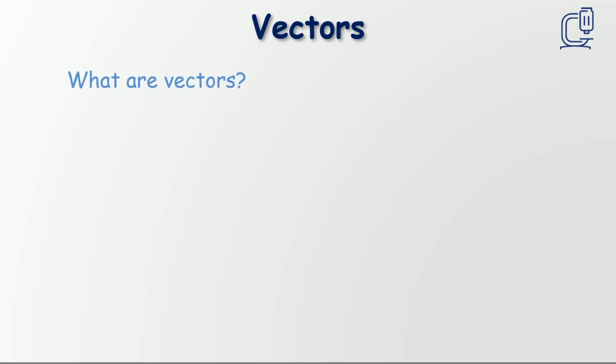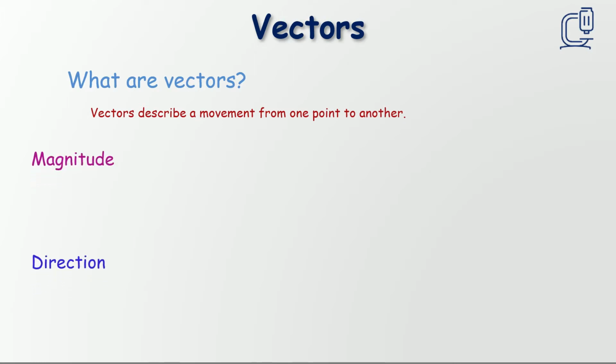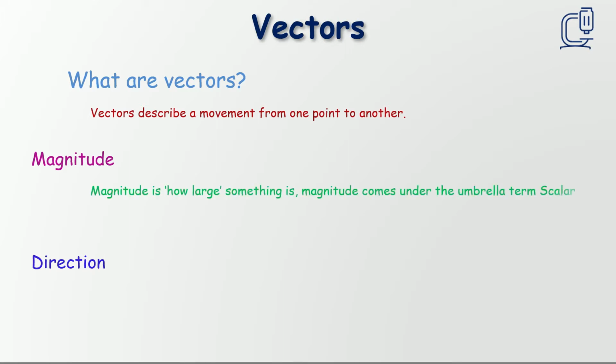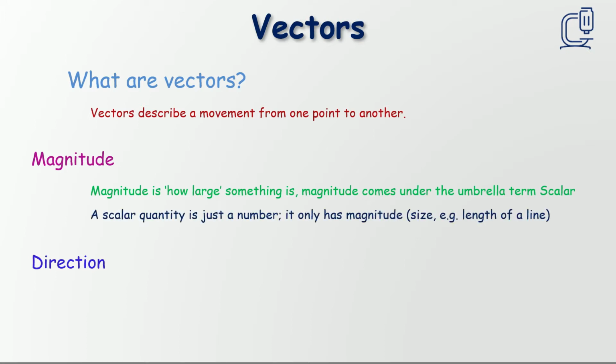So what are vectors? Vectors describe a movement from one point to another. We need to be able to identify two characteristics of vectors, magnitude and direction. So magnitude is how large something is. Magnitude comes under the umbrella term scalar. A scalar quantity is just a number. It only has a magnitude, such as size, for example the length of a line. And the magnitude of a vector can be found by the length of the line segment.